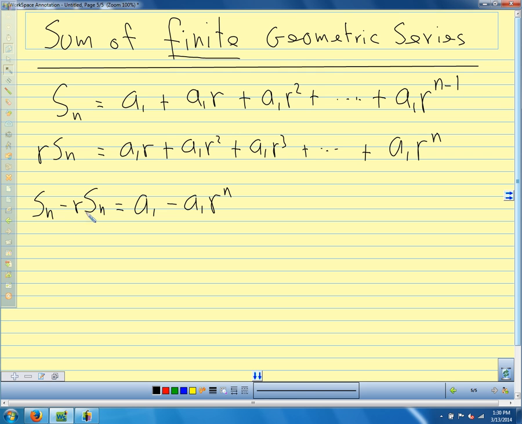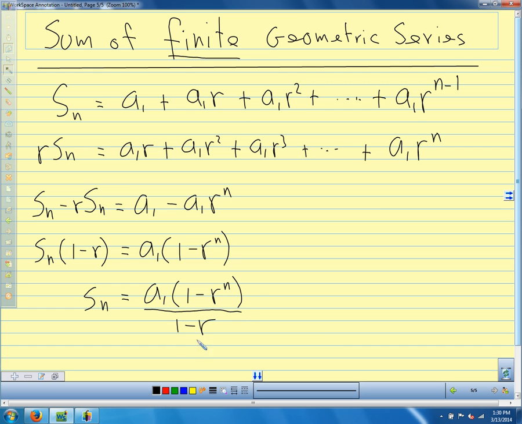I'm going to factor the common term here of S sub n. S sub n times 1 minus r equals, factor out the common term of a sub 1. And I get my formula, S sub n, divide both sides by 1 minus r, a sub 1, 1 minus r to the n, divided by 1 minus r. And that is our sum of a finite geometric sequence.